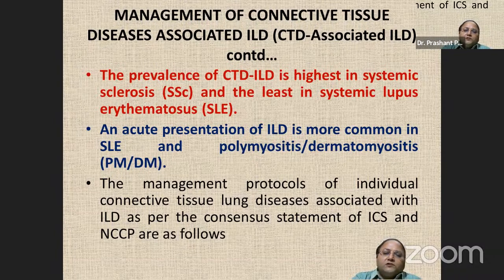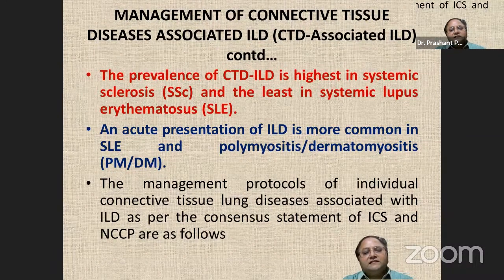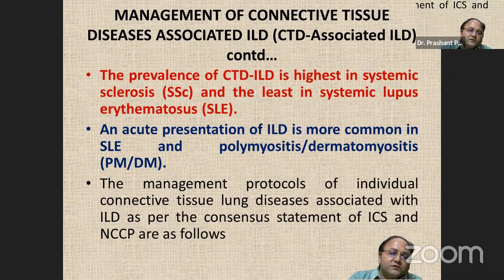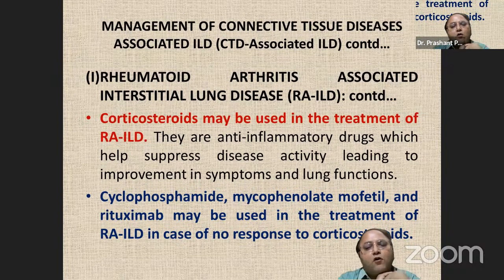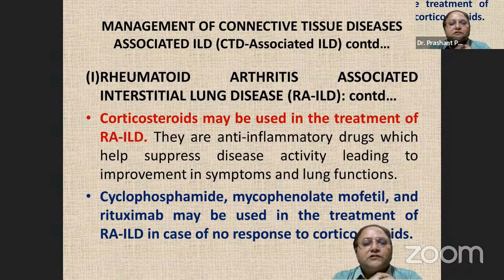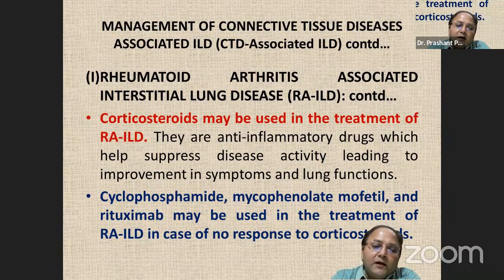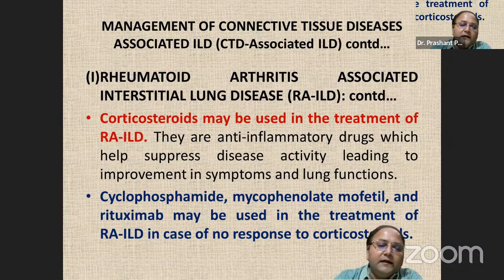The management protocols of individual connective tissue diseases associated with ILD as per consensus statement of ICS and NCCP are as follows. First, RA-ILD, a very reasonably common entity. So here our first line of management is corticosteroids. They are used in the treatment of RA-ILD. And cyclophosphamide, mycophenolate mofetil, and rituximab may be used in the treatment of RA-ILD in case of no response to corticosteroids.